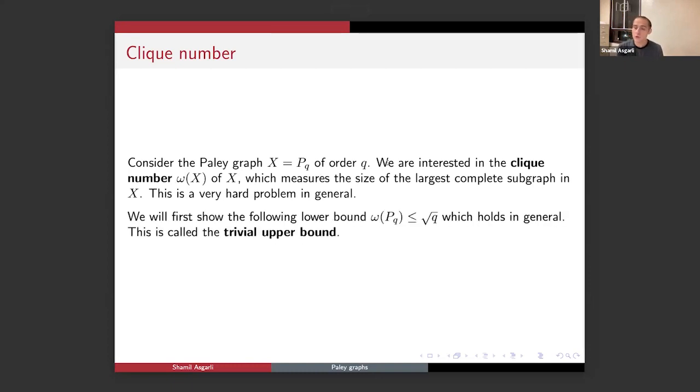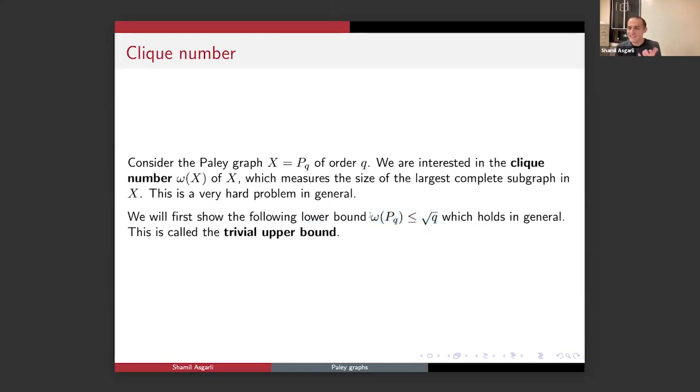So first, I'm going to show you the following upper bound. Sorry, not lower bound. This should be upper bound. There's a typo here. So I'm going to show you the upper bound, that the clique number of the Paley graph of order q is at most the square root of q. I'm going to show you this holds in general. And this upper bound here has a name in the literature. This is called the trivial upper bound.